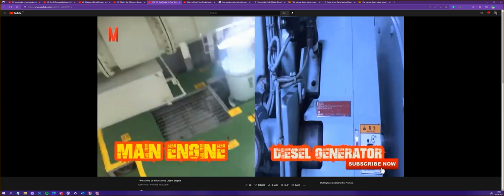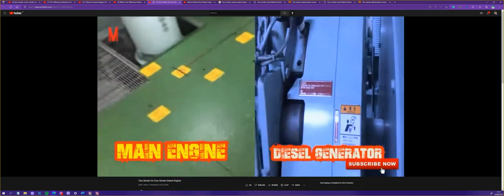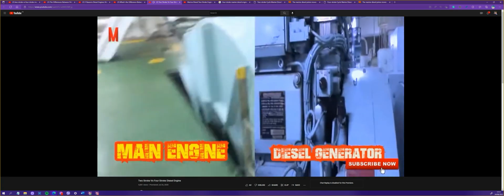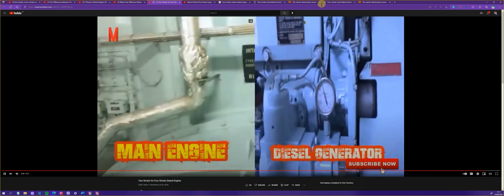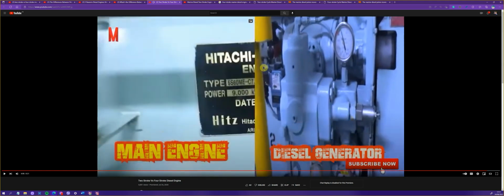Mabagal yan. So, mababa yung RPM yan. Usually, nasa 82 RPM lang yung 4-stroke engine. So, those are the differences. Wait, correction ha. Ang inyong 2-stroke marine diesel engine is low speed. So that's less than 100 RPMs at any given point.